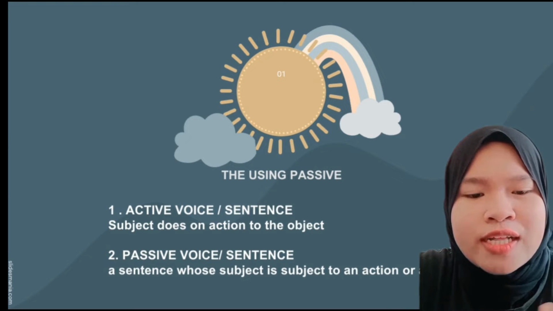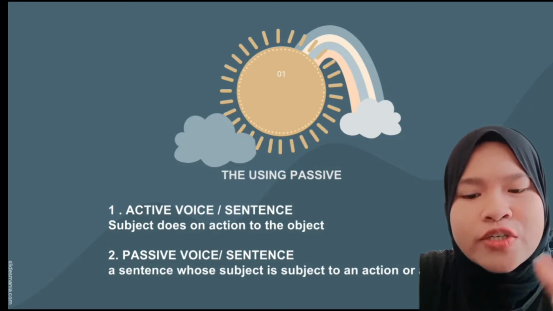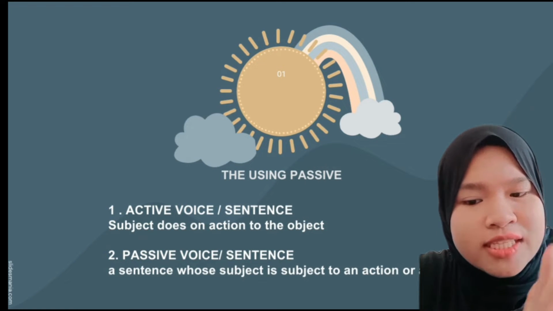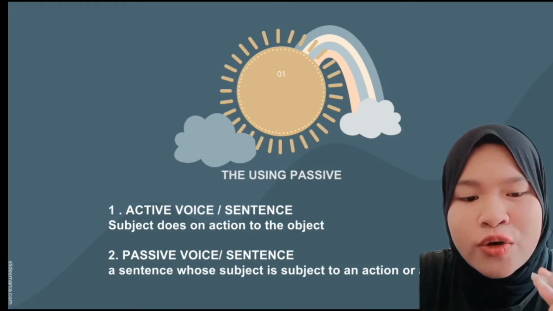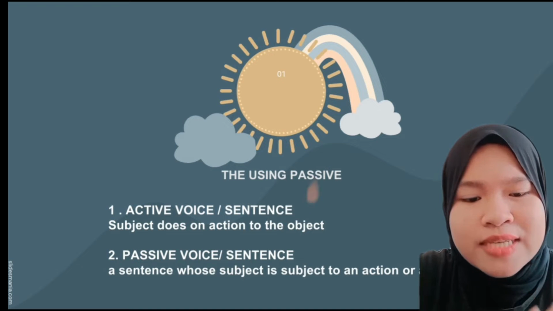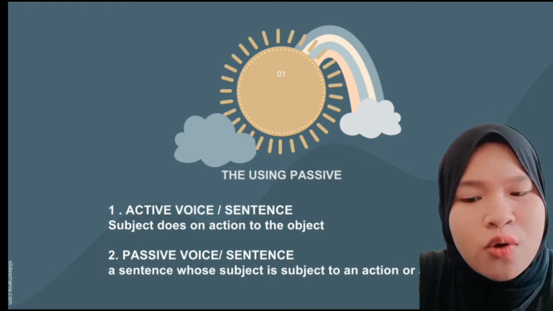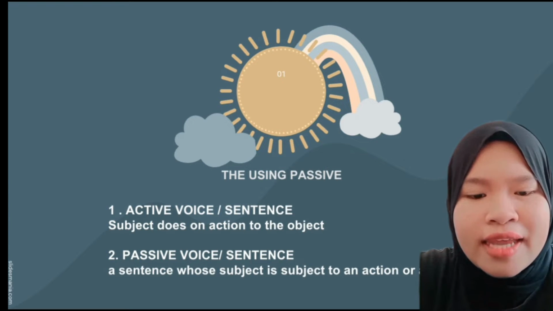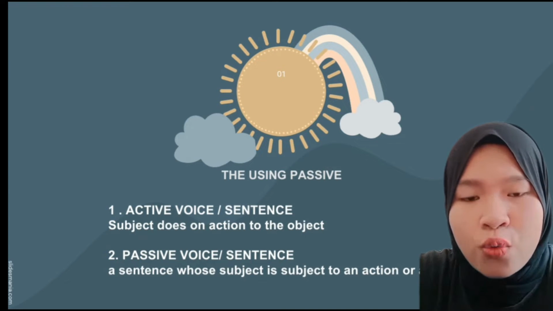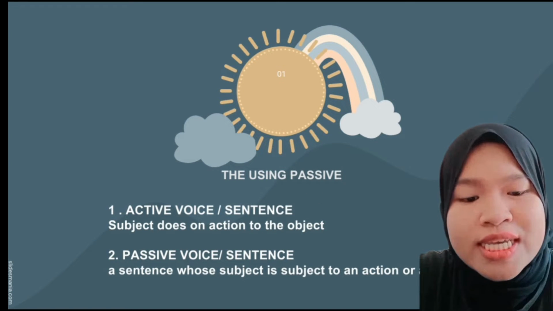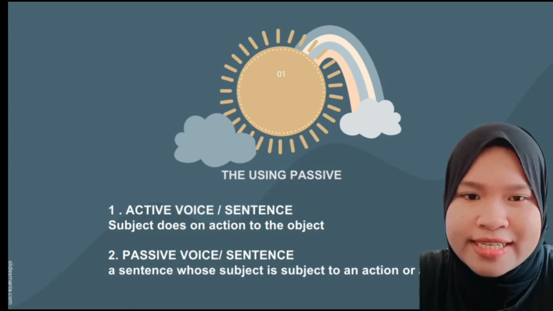It is also called the passive sentence, because there are two types of sentences. An active sentence is one in which a subject does something to the object. Meanwhile, in a passive sentence, the object becomes the subject of an activity. But now we'll focus more on passive sentences using simple present tense and past tense.